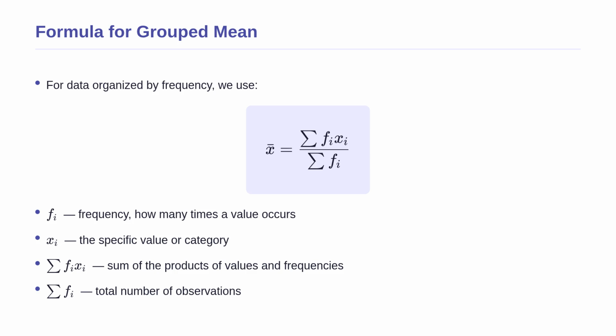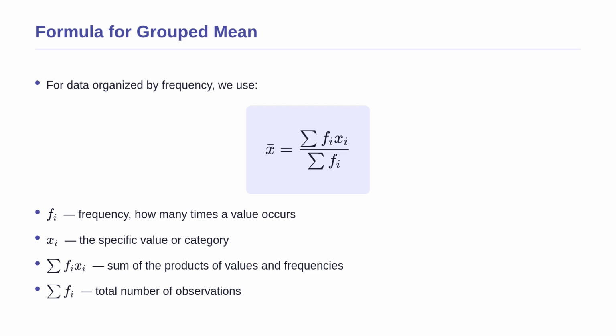Now that we understand the need to account for frequencies, let us look at the mathematical form of this concept. This formula is a direct extension of the basic mean, adapted for grouped data. Here, f sub i represents the frequency, or how many times a specific value occurs. The variable x sub i represents the value itself.